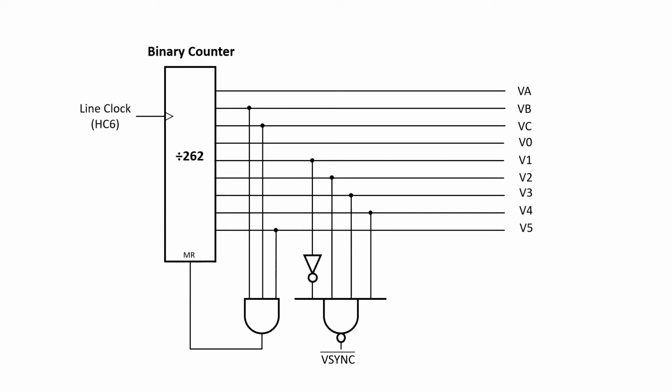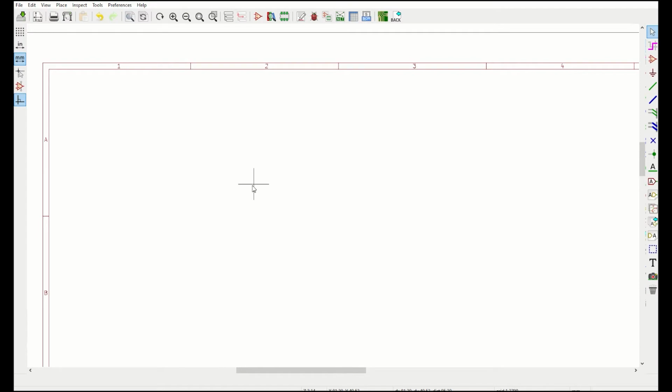By doing this, I need to detect the pattern 1110 on lines V4 through V1, and this is much easier to do. So here's the circuit for doing this. I'm going to use a large 8-input NAND gate, just in case I want to move the vertical sync signal around a bit. Note that in this case the vertical sync will be active low.